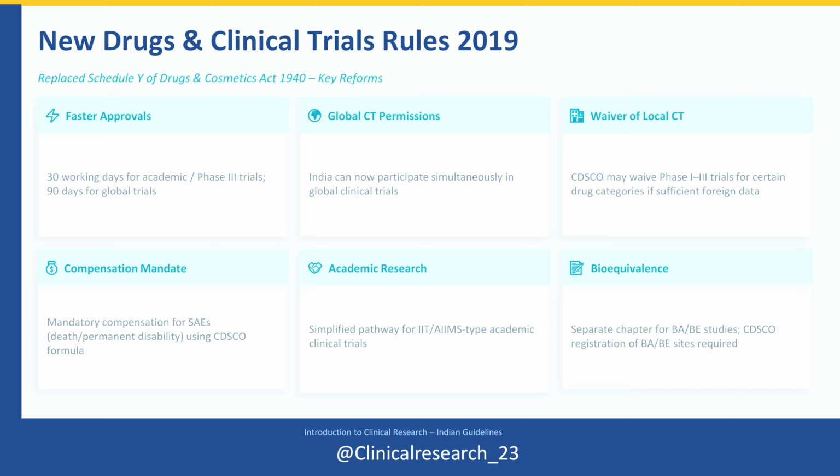When it comes to approval timelines, the process has been made quicker. Academic and Phase III trials now have a timeline of just 30 working days, while global trials can be approved within 90 days. Finally, these updates are part of the broader introduction to the Indian Guidelines for Clinical Research, which have replaced Schedule Y of the Drugs and Cosmetics Act of 1940.